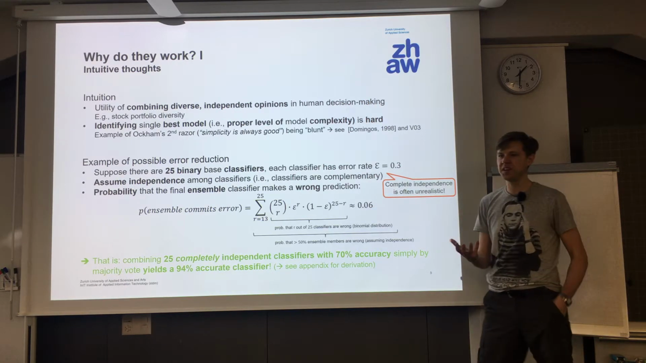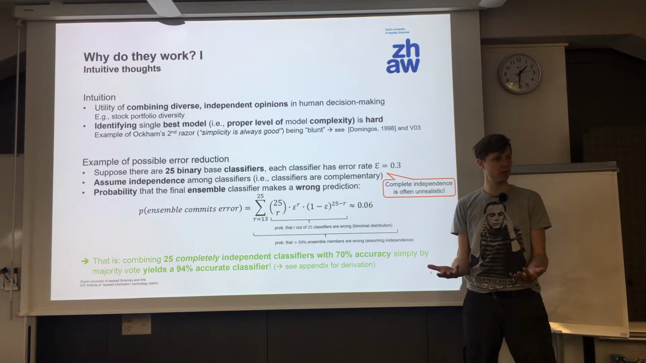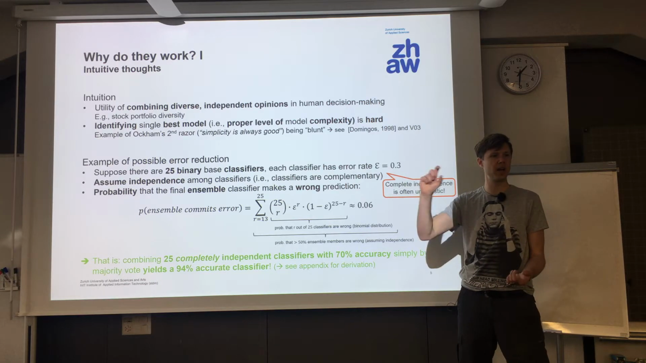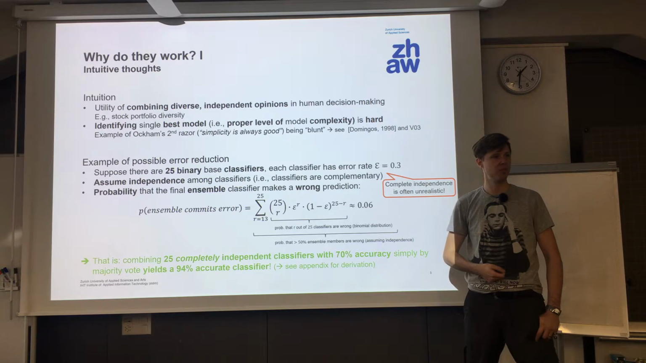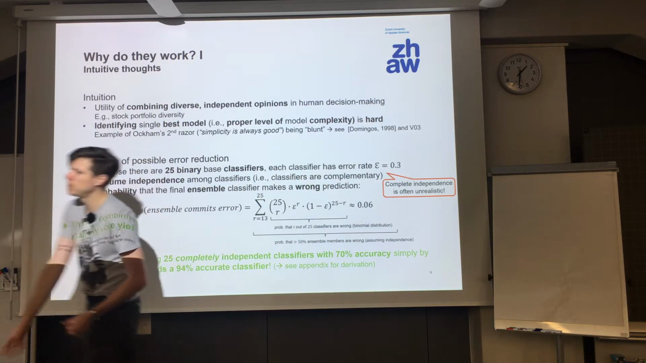So out of 25 mediocre classifiers with 30% error, just by combining them, we get a theoretical maximum error of the final combination of only 6%. And we basically get it for free. That's the power you have when using ensembles.